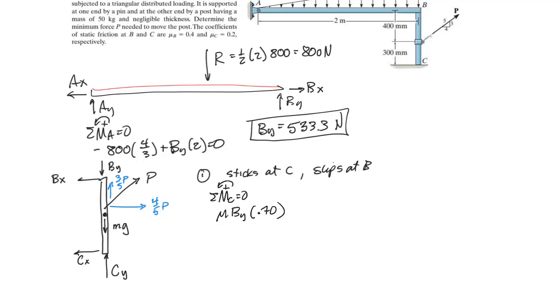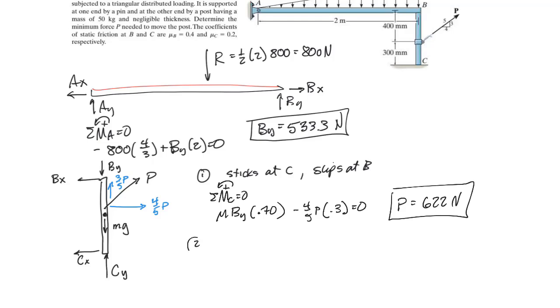And what's pulling it would be the 4/5 component of P, and that's got a lever arm of 0.3. Now I know By, I don't know P, I know that mu, and I can solve that then for P to slip. It is going to be 622 newtons. All right, so there's my first force.